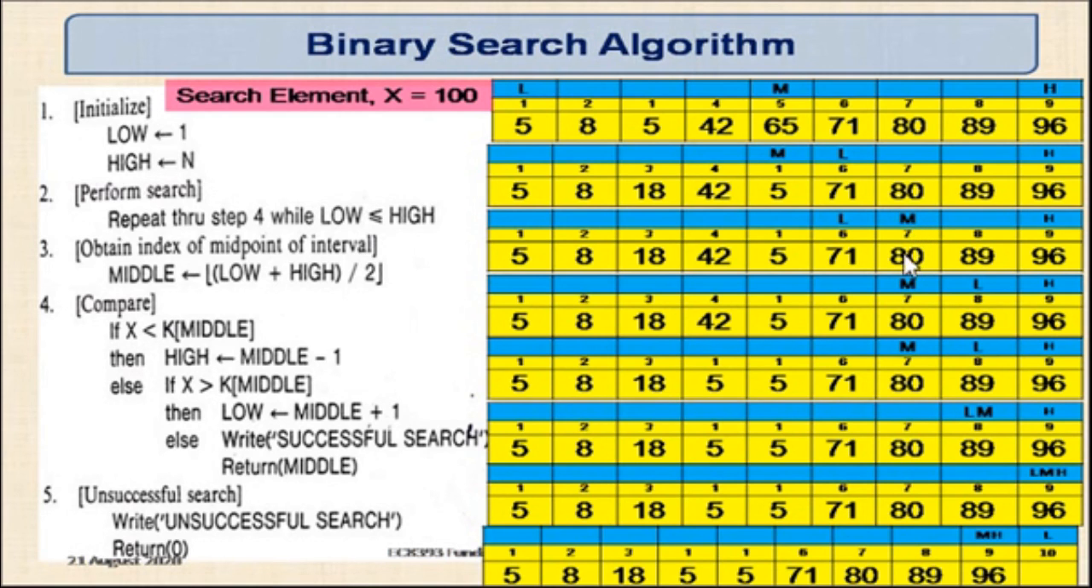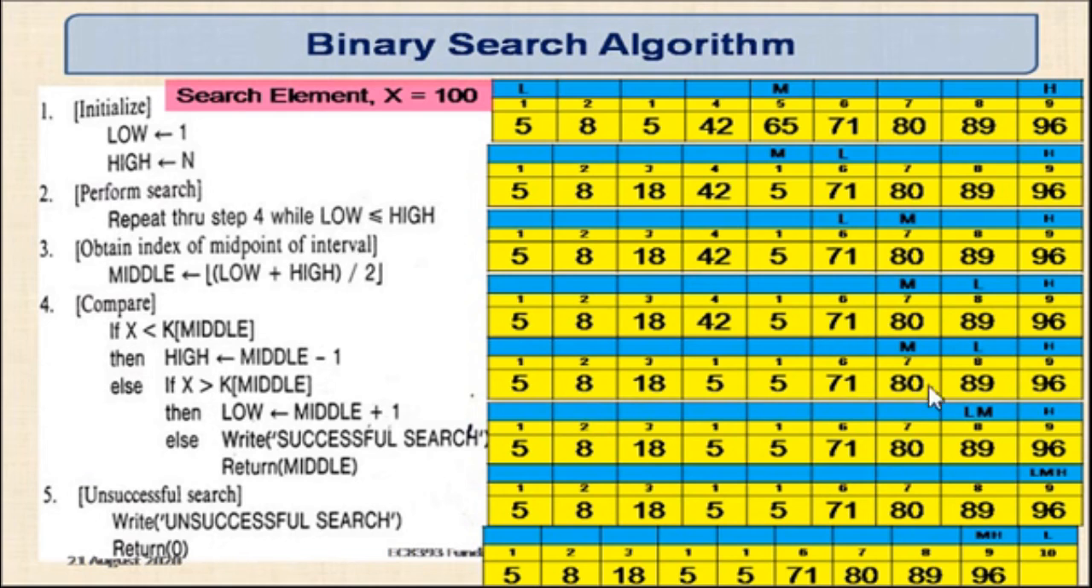And it compares. 100 is compared with the value 80. The condition fails, so it will go to the else case. 100 is greater than the middle value 80. Yes, 100 is greater than 80. That means only the right hand side has the value available. So the pointer L is again adjusted: low is equal to middle plus 1. So the pointer L is adjusted from 6 to 8.